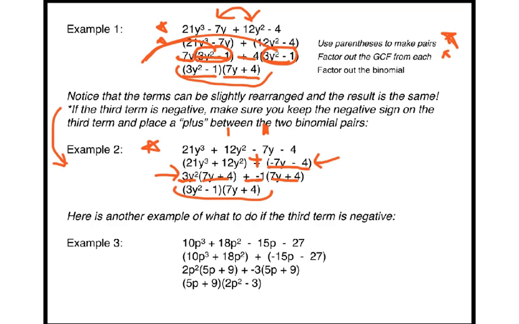Here's another example of what to do if the third term is negative. Again, notice this third term is a negative 15p. That minus sign has to go with the 15 inside of the binomial. And then you simply place a plus sign in between the two binomial pairs. Again, you factor out the GCF from each binomial pair, bringing a 2p squared out of the first binomial, bringing a negative 3 out of the second binomial. You always have to bring out that leading negative. And you'll notice that the 5p plus 9 and the 5p plus 9 are the same, so you've done the problem correctly. That becomes one of your factors. And the 2p squared plus minus 3, which is really just minus 3, becomes your other factor.